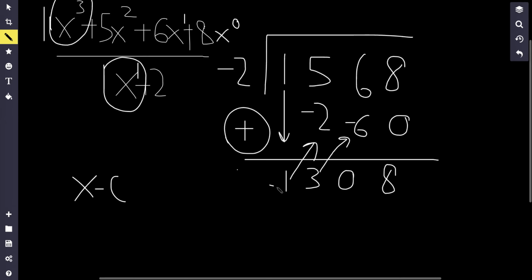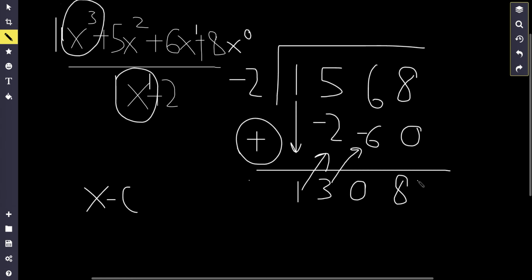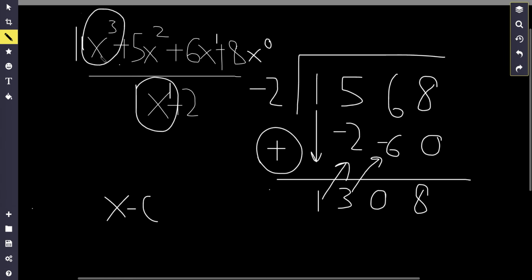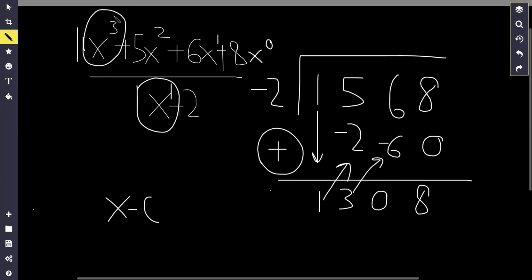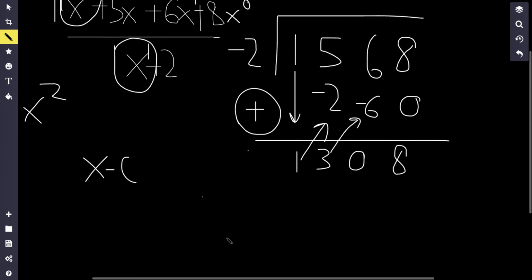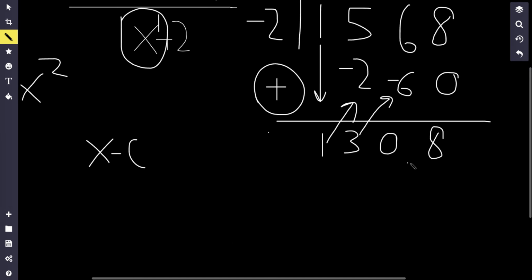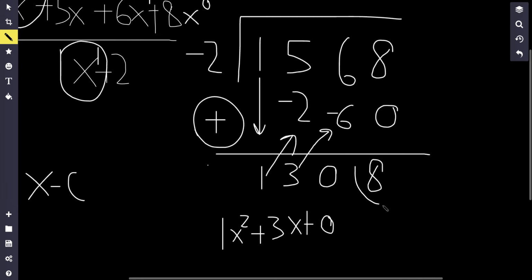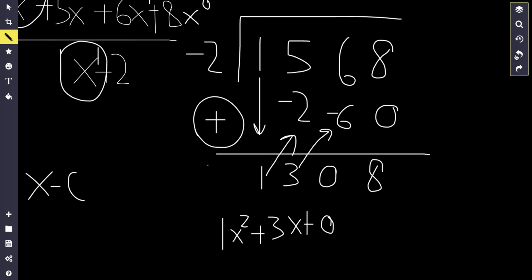Now you might be wondering, what are these numbers used for? They represent the coefficients of our new polynomial. If I divide x to the third power by x to the first power, I get x to the second power. So this resulting polynomial is 1x squared plus 3x plus 0. And this 8 right over here represents the remainder.